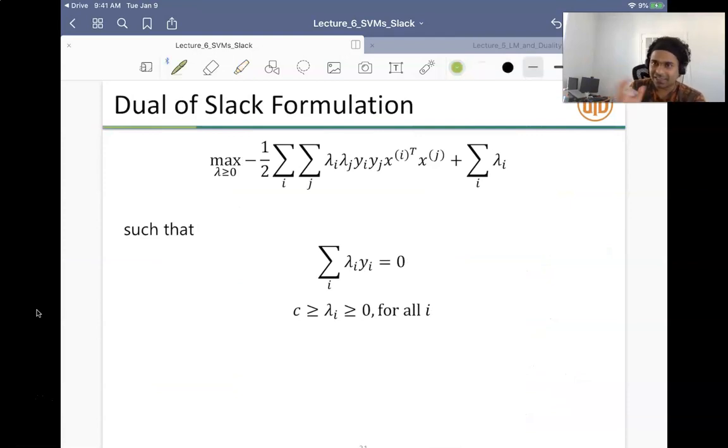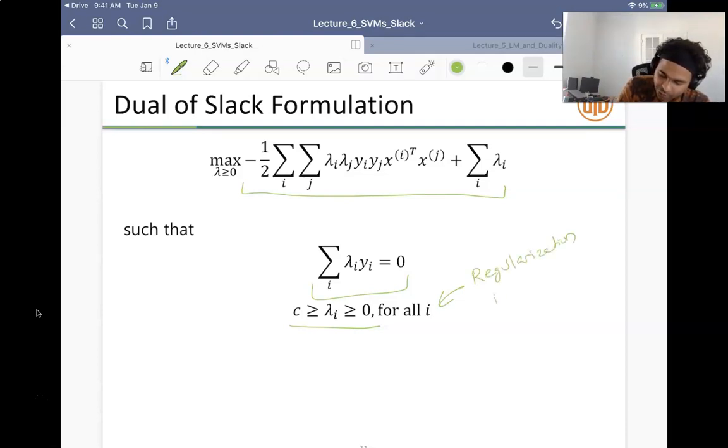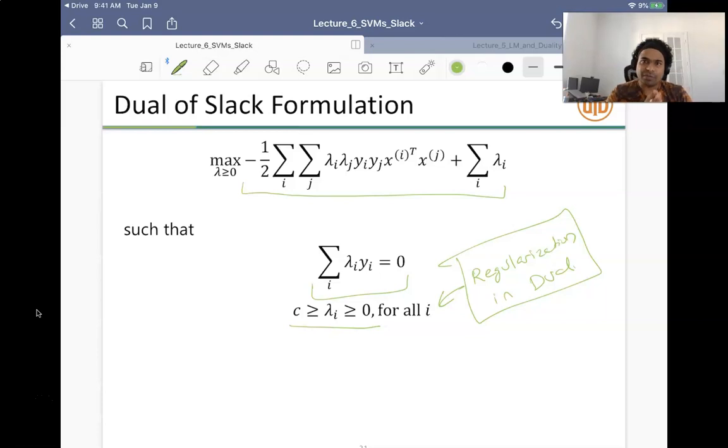I went over this at a slightly high level, in a hand wavy manner. But if you do the math, you get a very similar dual formulation to when we didn't have the slack variables, and I have the same constraint. The only thing is that my lambda_i's are bounded by C. This is the only additional constraint I have, that my lambda_i should not be too large. In some sense, this is where regularization comes in, in the dual. By ensuring that my lambda_i's don't become too large, I am essentially adding regularization. I think this is a very interesting connection between regularization and the dual formulation in the SVM case.